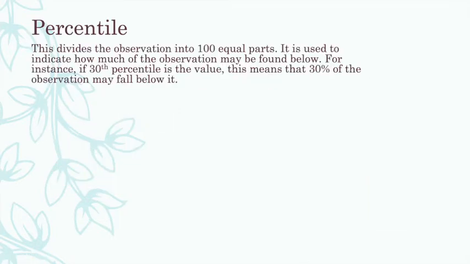Percentile. This divides the observation into 100 equal parts. It is used to indicate how much of the observation will be found below. For instance, if the 30th percentile is the value, this means that 30% of the observation may fall below it.